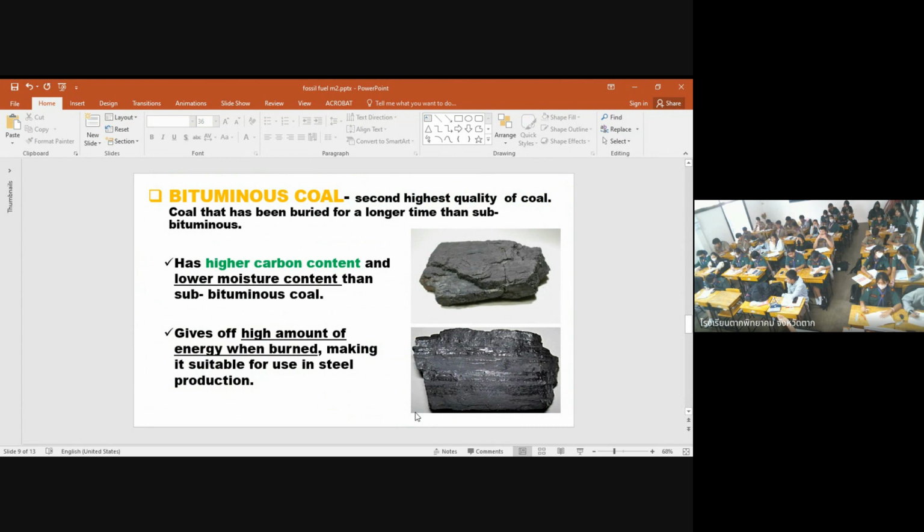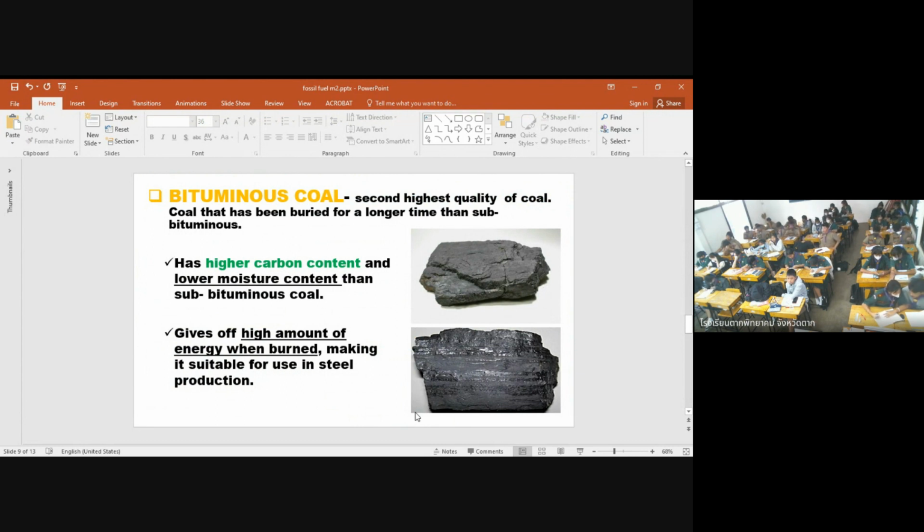Again, when bituminous is burned, it gives a higher amount of energy, making it suitable for steel production. So that is your bituminous. Again, the types of coal: the first is peat, the second is lignite, the third is sub-bituminous, and the fourth is bituminous.